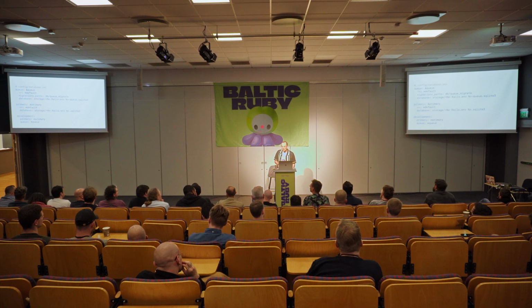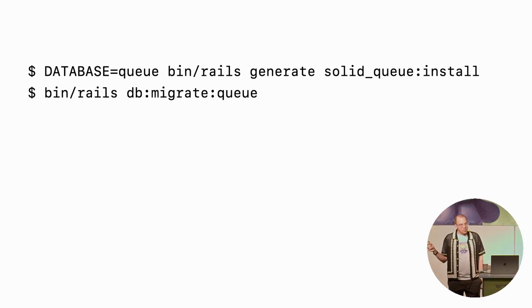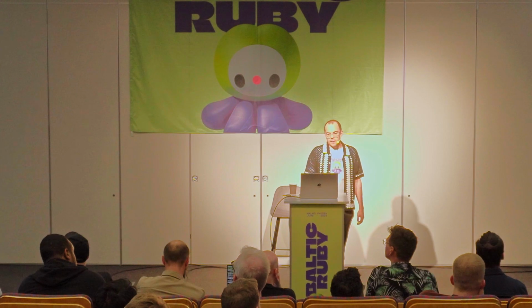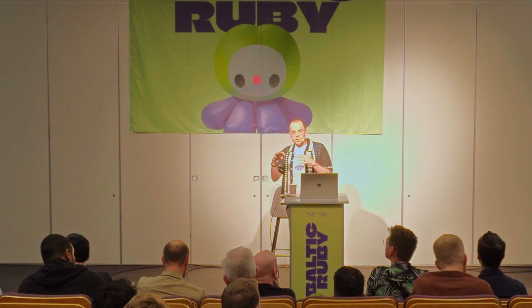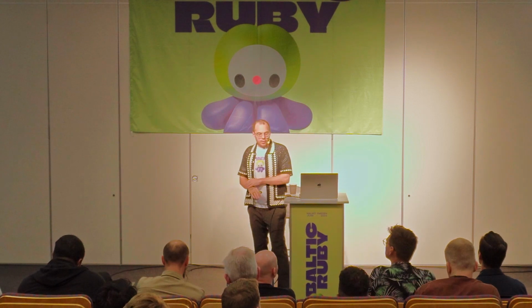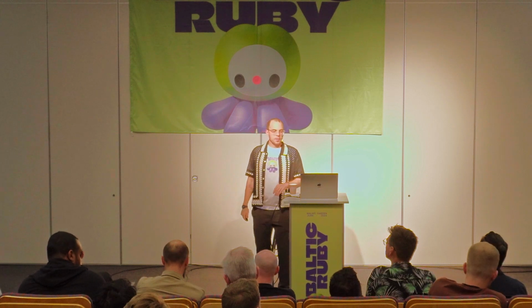So now that we have this queue database, how do we wire it up with SolidQ? So when we run the install generator, we need to make sure to tell SolidQ that we want to install it for the queue database. So the database environment variable does that for us. And then when we run the migrations, we want to tell Rails, migrate the queue database, not my primary database or all of my databases. This gets the actual database migrated, all of the tables, everything set up.